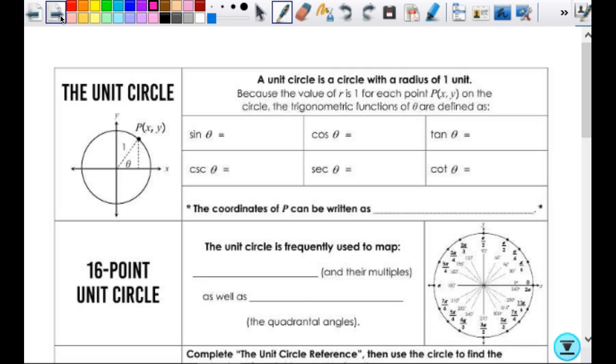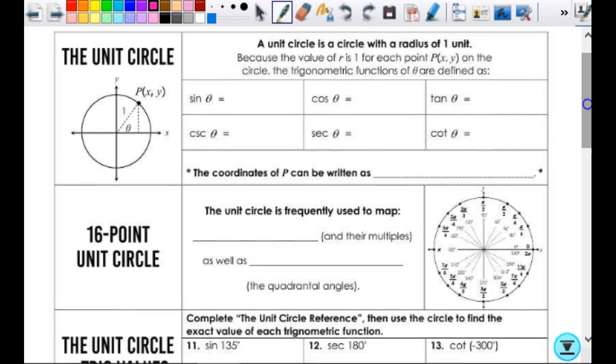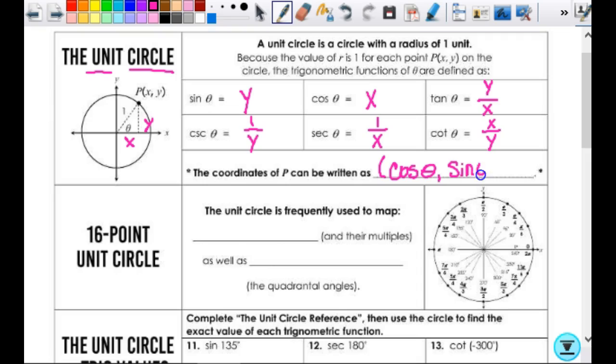So the first one here is a repeat of what we just wrote on the little pink thing, but we're going to write it on here again. Once again, your radius is 1. This is your x value. This is your y value. Now, sine, cosine is x, tangent is sine over cosine, so it's y over x, and then the next pair are just the reciprocals. We'll just write it again, to reinforce it once again.